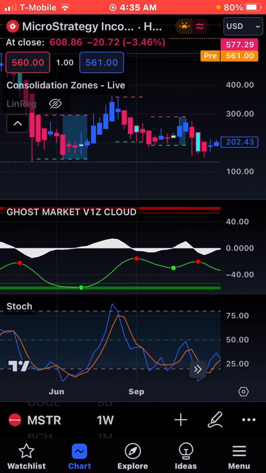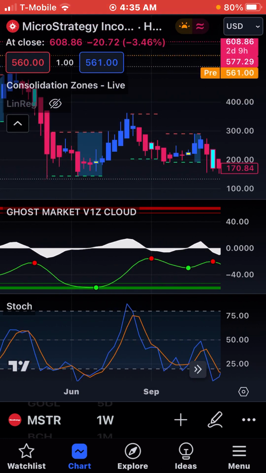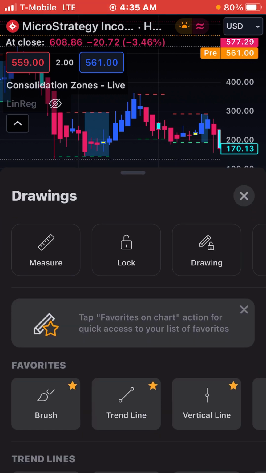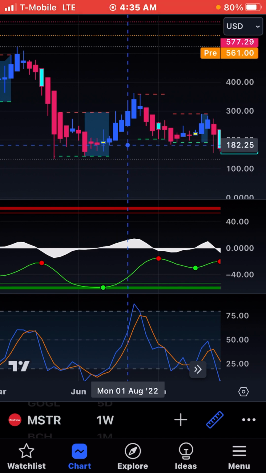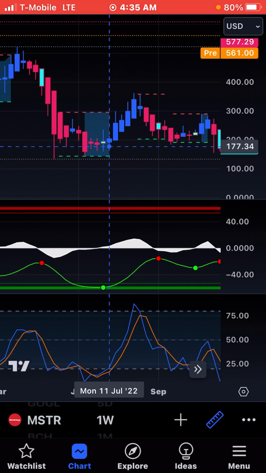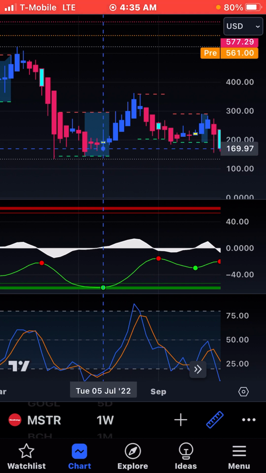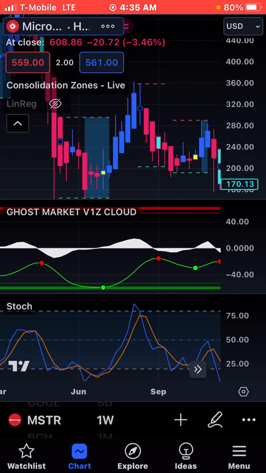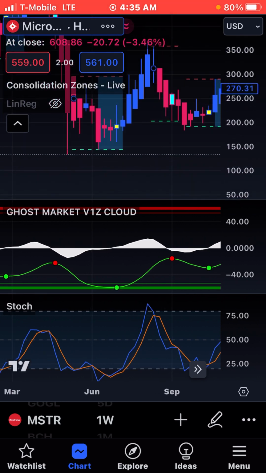Let's see. We got this one now. The consolidation zone helps you find the moments where it's just kind of bouncing, so make sure you have the consolidation zone. You don't really want to do any trades when it's consolidating, but I'll do this one. You can't tell, but I think that's yellow. Let me zoom in. Is that yellow? Yeah, that's yellow.